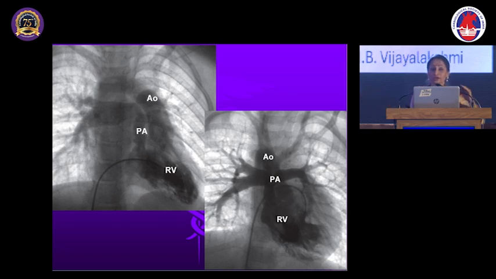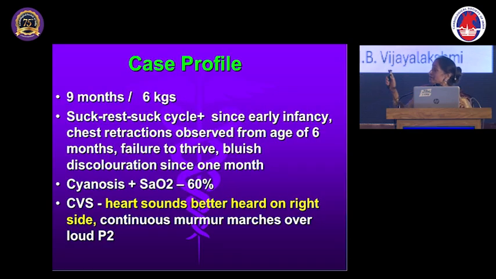Now how do you do it? Use the Sims catheter and then use the floppy guide wire so that you don't cause any arrhythmia, and straight away enter the PA. And first I dilated with a 1.5 millimeter PTCA balloon, and then with the 2.5 PTCA, and then with the 6 millimeter.